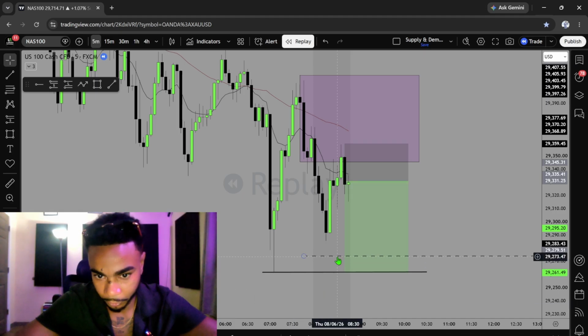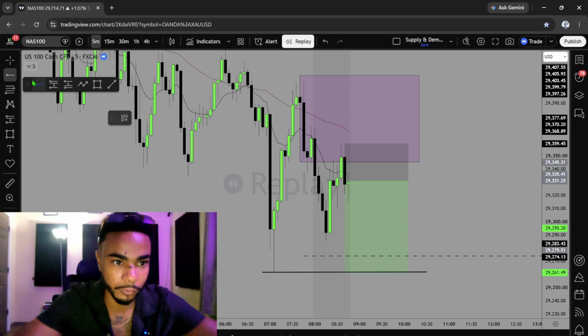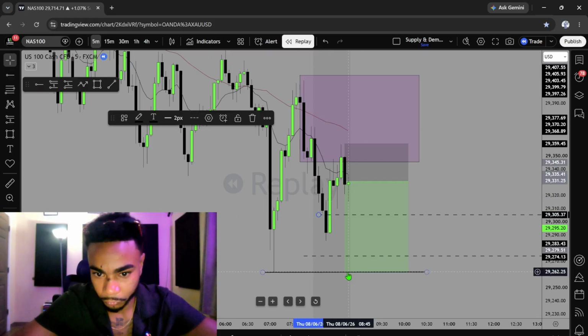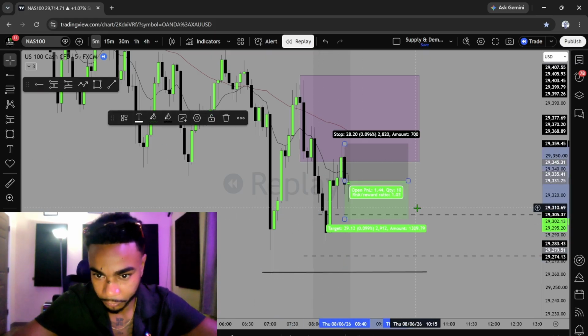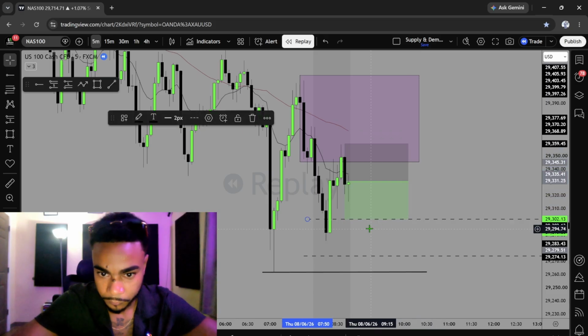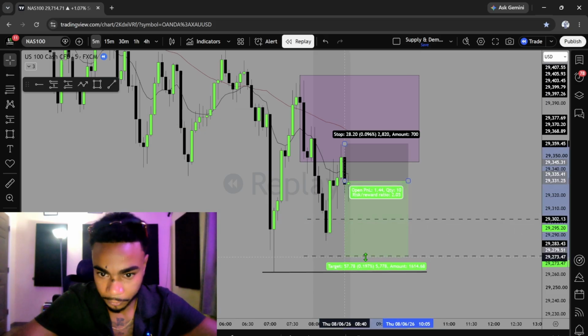First target is right here, 1 or 2, or 2 times our risk. Well, first target is 1 to 1, obviously. So, which is 1 time our risk, which is like around here. Boom. That's the first target. Second target is right here, which is the original target.